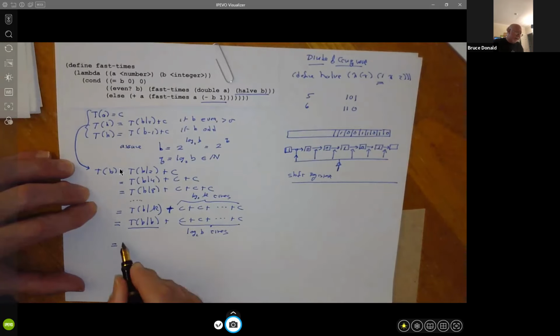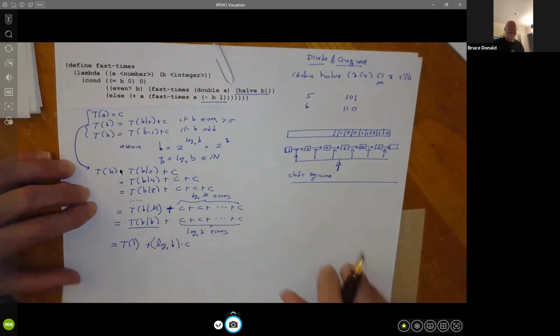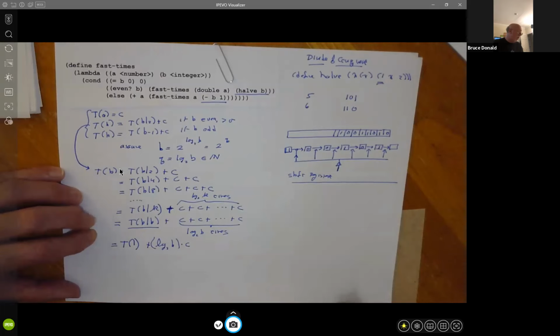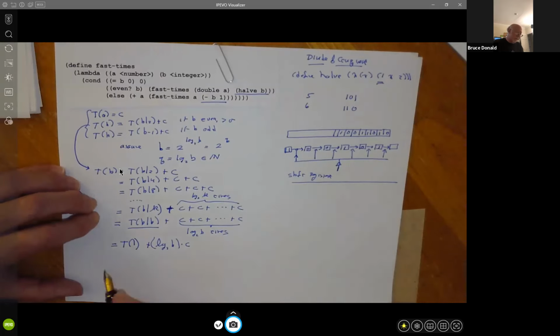So t of b over b, this is clearly equal to t of 1, right? Which is fine. And then this thing here, we'll collapse as a multiplication. This will be log base 2 of b times c, because I've just done the repeated addition and done it like that. Now, pretty clear this is going to bottom out into constants. Let's actually do it. What's t of 1? Well, t of 1, you have to call yourself one more time, right? Because frankly, 1 is going to be odd in some sense. So this is going to be equal to t of 0 plus one more constant. So 1 plus log base 2 of b times c.